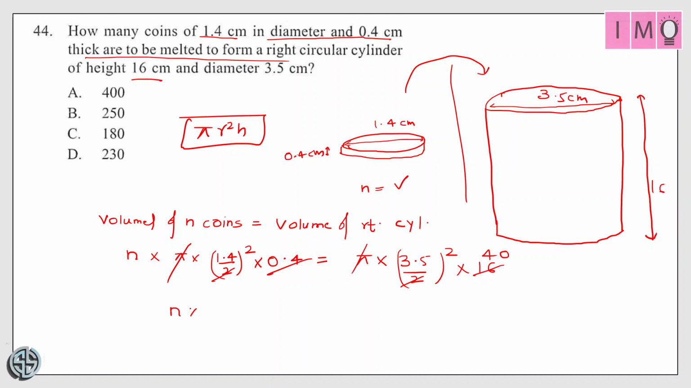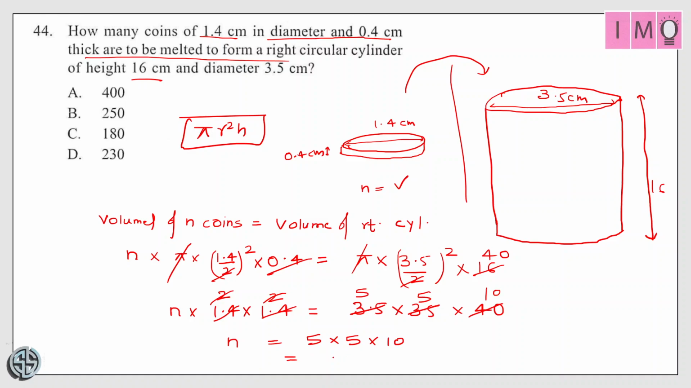Now I have to solve this. n into 1.4 square, that is 1.4 into 1.4, is equal to 3.5 into 3.5 into 40, right? Now let's solve. 0.7 2s are 1.4, and 3.5 divided by 0.7, you will get 5 again. 0.7 5s are 3.5, so you will get 2 2s are 4 and 4 10s are 40. So you will get the answer 5 into 5 into 10, that is 25 into 10, and the answer will be 250 coins will be required for all these. Okay, or if you melt 250 coins of that value, you will get the volume of the right cylinder.